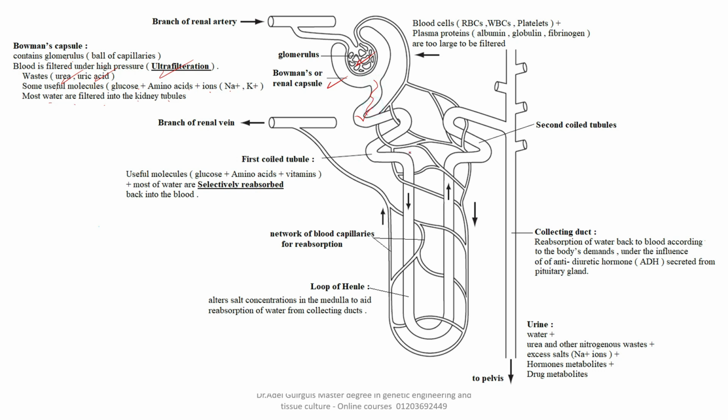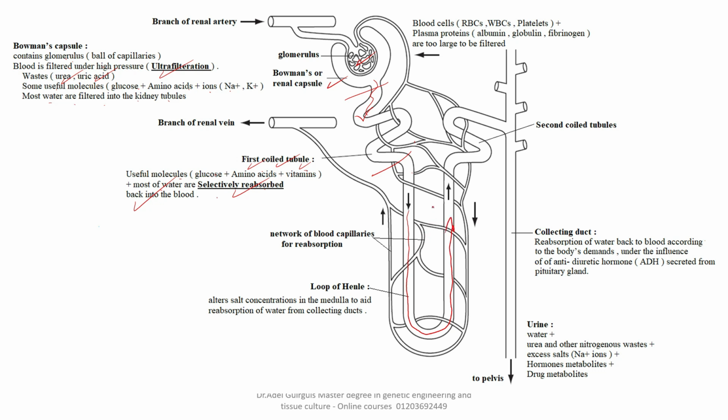Okay, what about this part? This part is called the first coiled tubule or proximal convoluted tubule. Useful molecules like glucose, amino acids, and vitamins, and most of the water, are selectively reabsorbed. What is meant by selectively reabsorbed? It means returned back into the blood capillaries. Okay, the filtrate passes down, then up here.